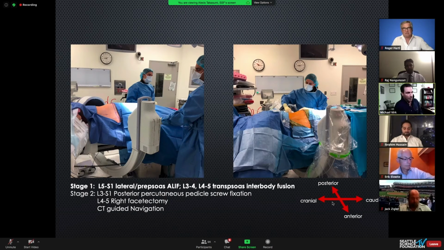It's an anterior approach, it's a lateral approach. Whether you go trans-psoas or pre-psoas, there's a lot of nuances and subtleties that we can debate, particularly for the aficionados. But primarily, we're taking an anterior approach to the 5-1.